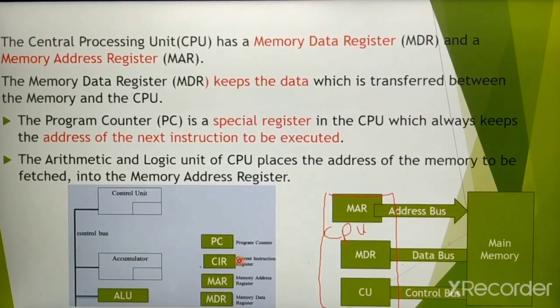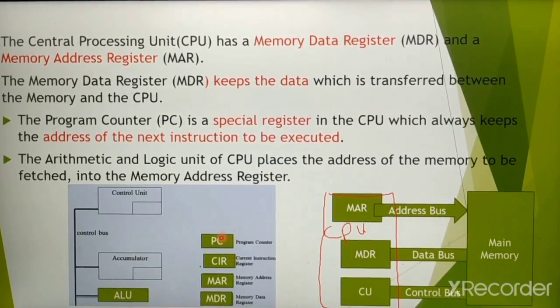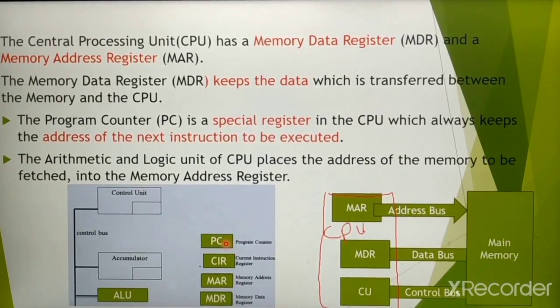Then the current instruction register contains the current executing information. And what is program counter? Actually, program counter is a special register. It keeps the address of the next instruction to be executed.